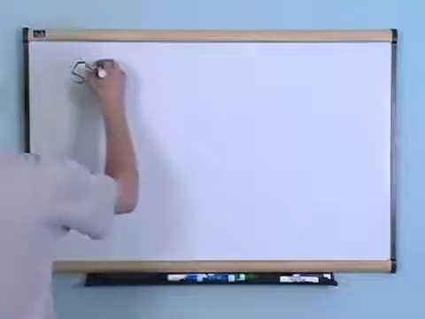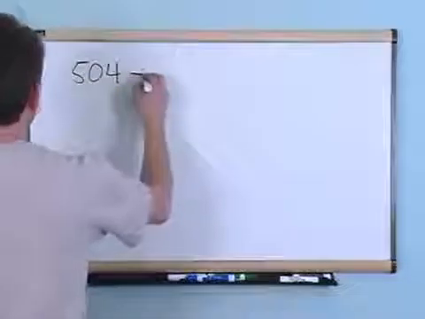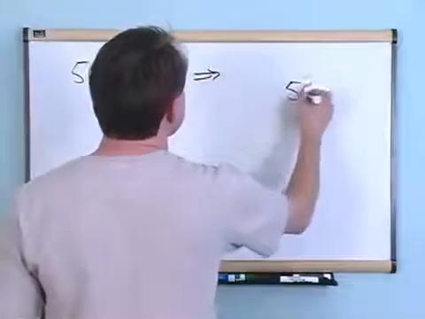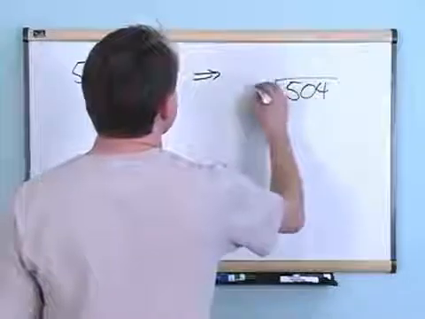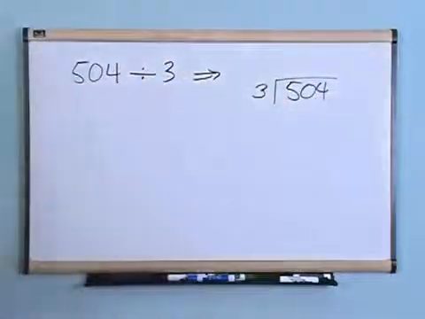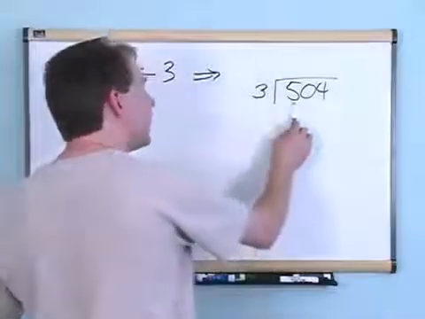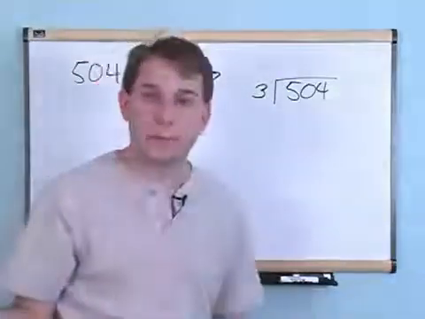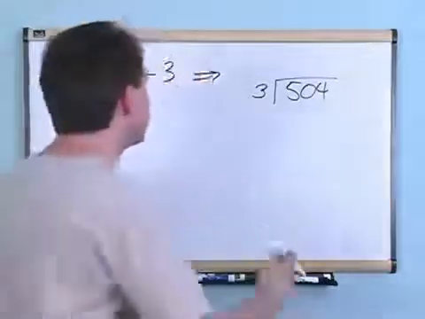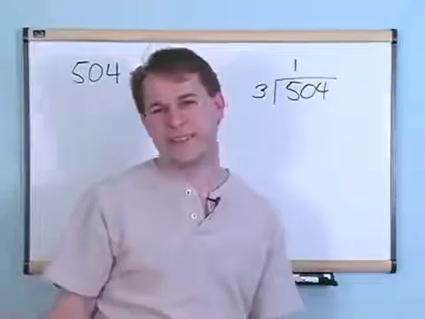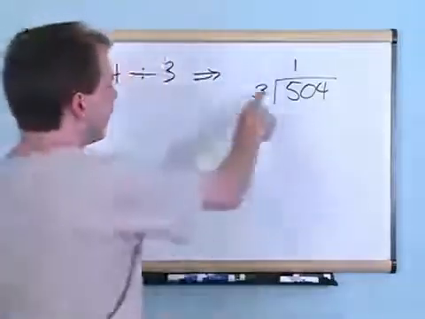Moving on here, let's say you had 504 divided by 3. So you'll have 504 divided by 3. Okay? So, just like always, we see, can 3 go into 5? Well, sure it can. 5 is bigger than 3, right? How many times will 3 go into 5? Well, it's only going to go one time because 3 times 2 is going to give us 6, and that's too big. So let's say 3 times 1.